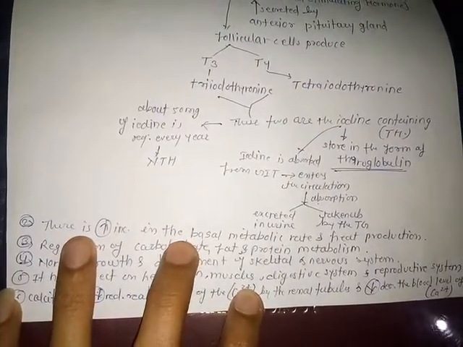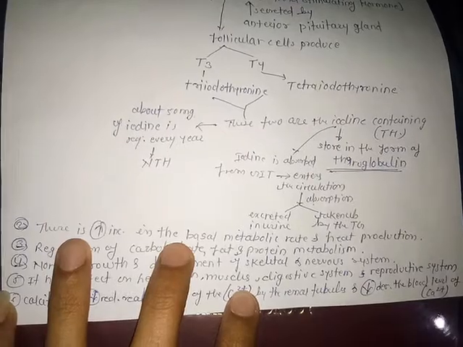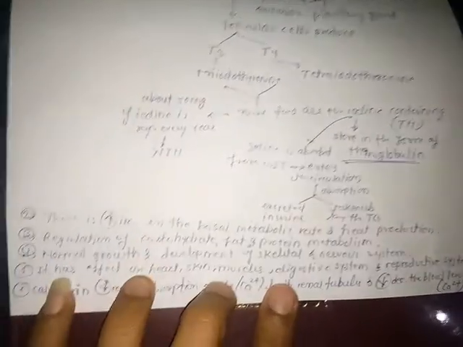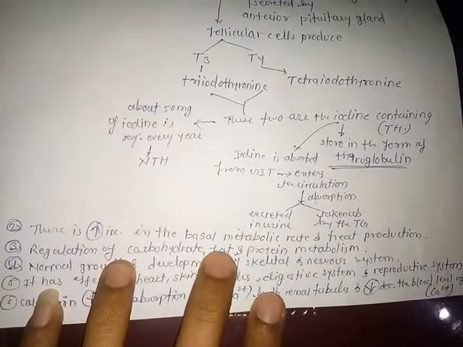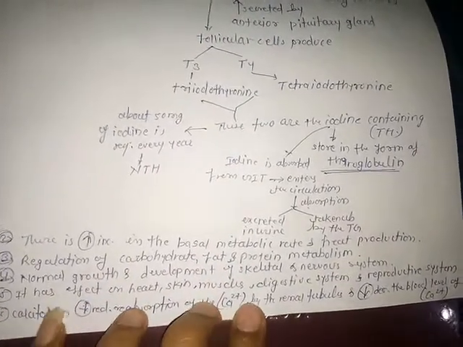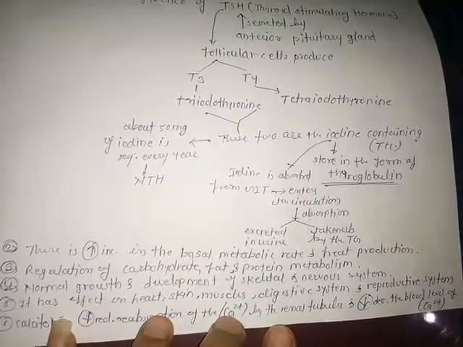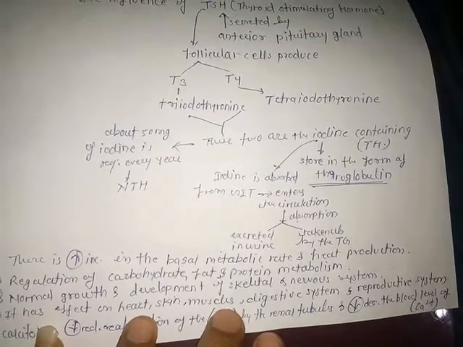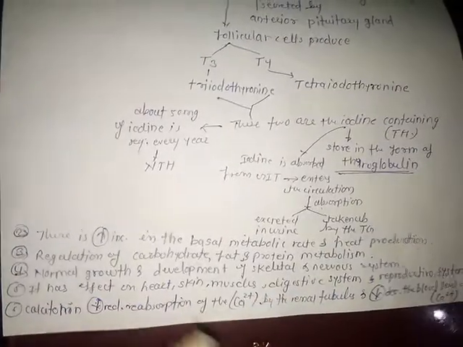Then the next point of this physiology: there is an increase in the basal metabolic rate and heat production, meaning BMR is also increased by the thyroid gland. Then it regulates carbohydrate, fat and protein metabolism. Normal growth and development of the skeleton and nervous system also depend on the thyroid gland. It also has effects on the heart, skin, muscles, digestive system and reproductive system.